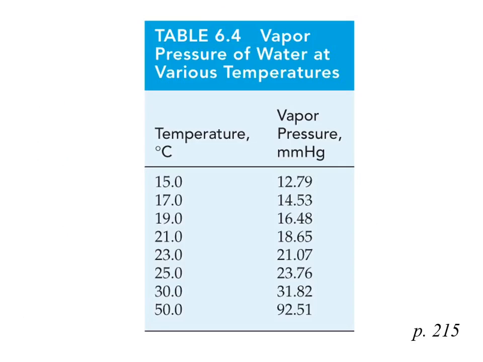Okay, let's move on. So this data in tabular form actually lines up with the curve you saw for water. This is just for water. So if it's about 20, well, let's say it's 23 in here, the equilibrium vapor pressure of water is 21.07 millimeters of mercury. That's an equilibrium.